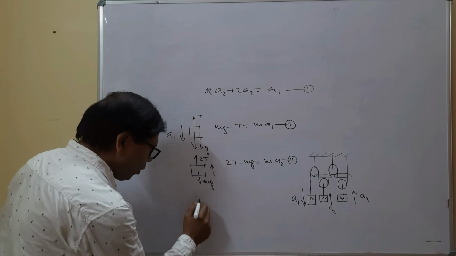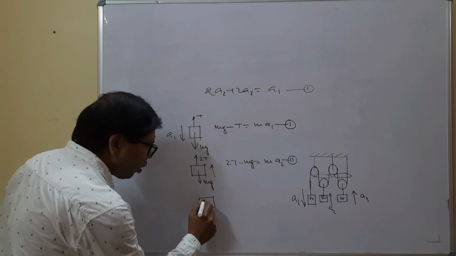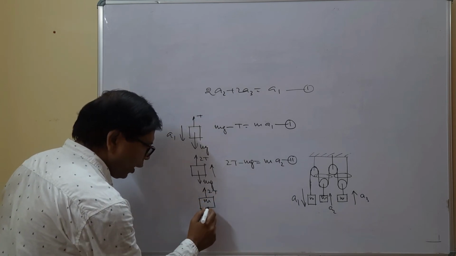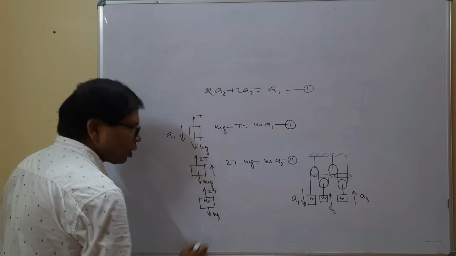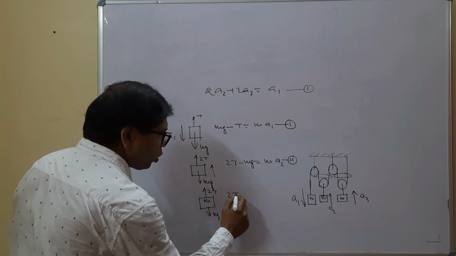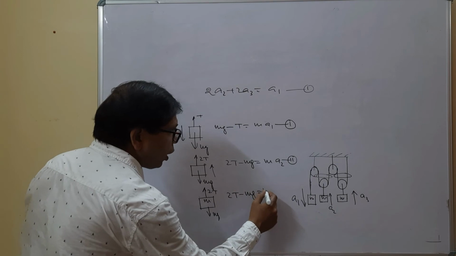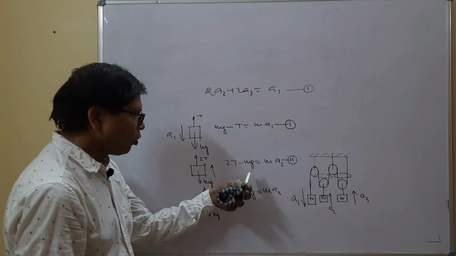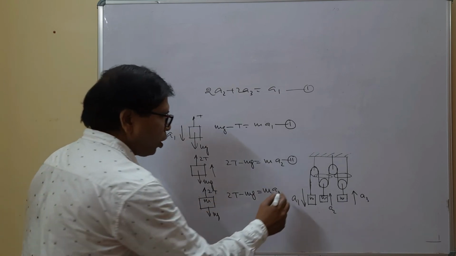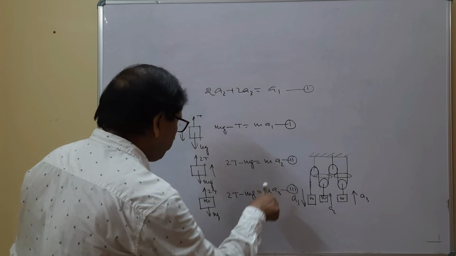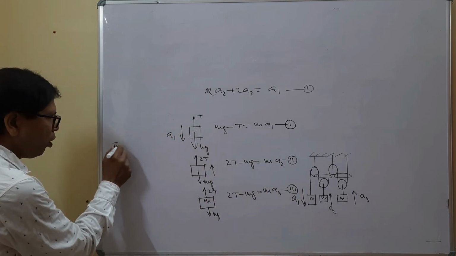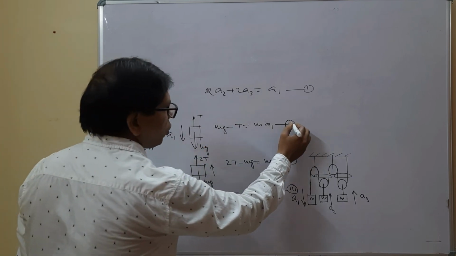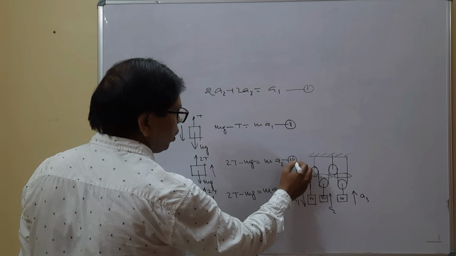And finally, for this mass, this is the 2T tension in the upward direction and this is the mg in the downward direction. So this is 2T minus mg equal to ma3. Now subtract these equations. This is equation number 1, this is 3 and this is 4.